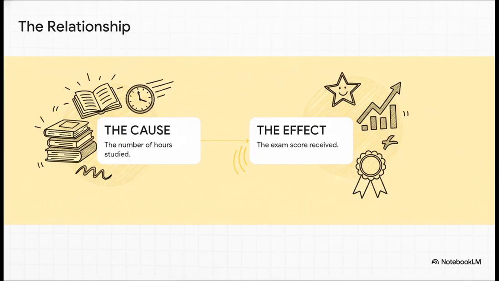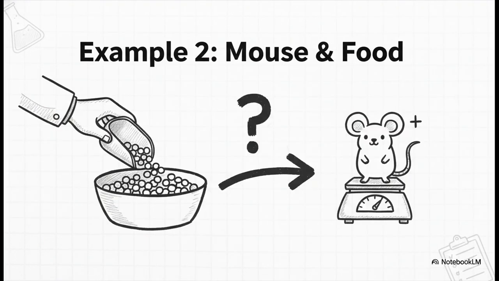Let's think it through. The number of hours you study, well, that's the cause, right? That's the action, the input. And the exam score? That's the effect. It's the outcome that totally depends on how much studying you did. See? Simple.